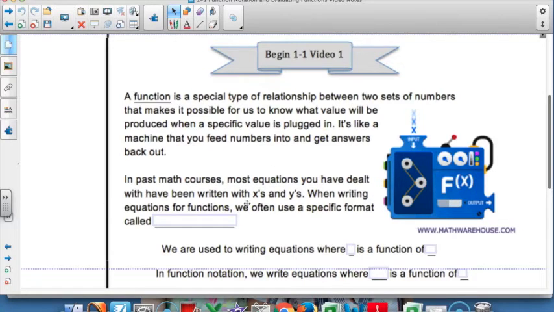In past math courses, we've mostly dealt with x's and y's, but in Algebra 1, we tend to kind of be fluid between using y and using f of x, which is why we wanted to start off the very first thing of the year explaining what that f of x is. So when we write equations for functions, we use this thing called function notation. So go ahead and pause your video and get that filled in. You'll have a blank there.